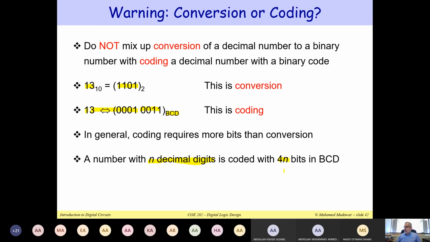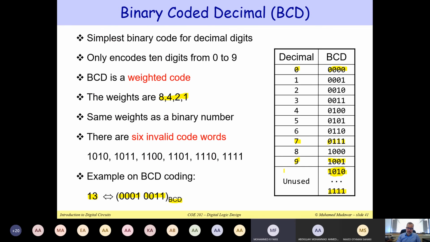Any question about this? Doctor, can you go back to slide 41, please? Can I go backwards? Okay, this slide. Yes, the weights are 8421. So the most significant bit has a weight of 8, and the least significant bit has a weight of 1. It's just like converting from decimal to binary, but we take it digit by digit. So for each decimal digit, we can represent it in BCD. Yes. Okay.